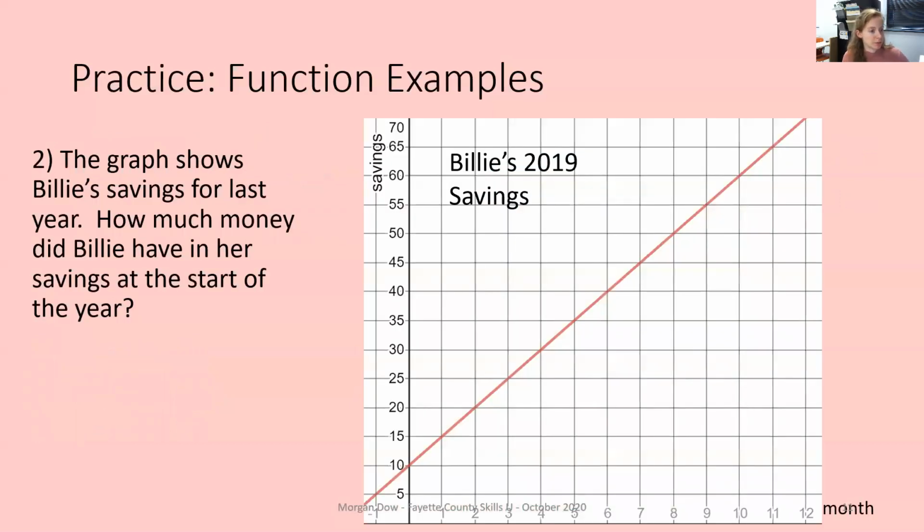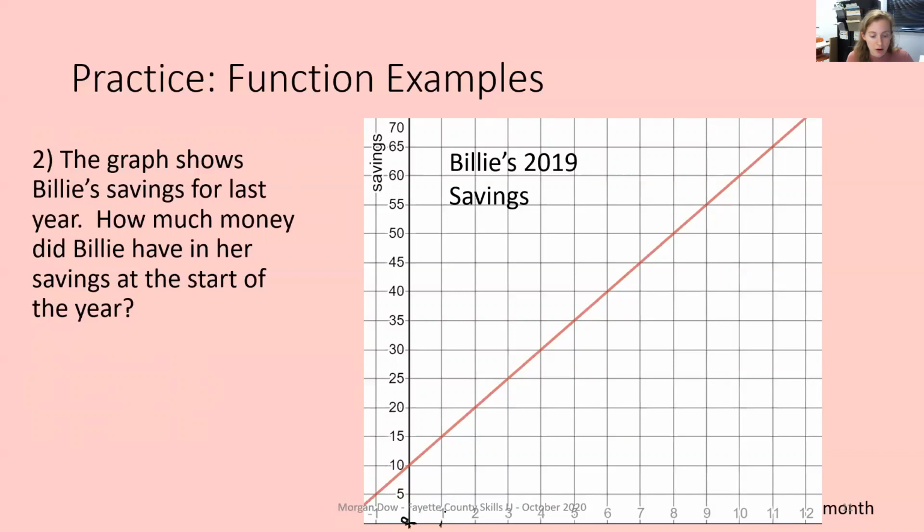All right, number 2. The graph shows Billy's savings for last year. How much money did Billy have in her savings at the start of the year? And this is a little bit covered up by my footer at the bottom here. But the very bottom of this graph, the bottom line, that is the x-axis. So right here is 0 on the x-axis and 0 on the y-axis.